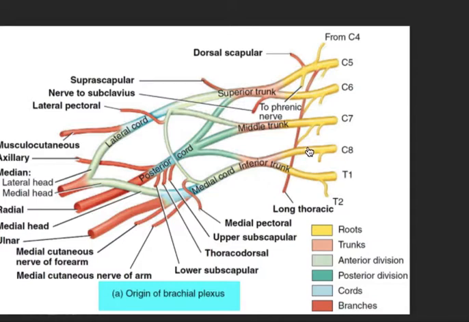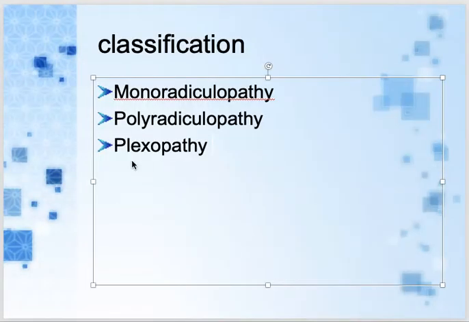So in Klumpke's palsy, what happens? They have lower motor neuron symptoms plus sensory symptoms in the forearm and hand. Of course, plexopathy can be due to trauma, tumors, radiation and things like this. And same thing with lumbosacral plexopathy. So this is called plexopathy.